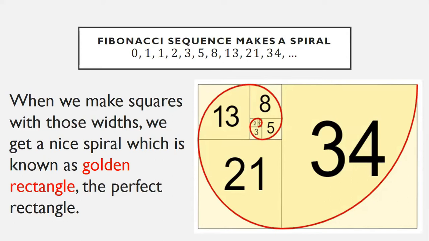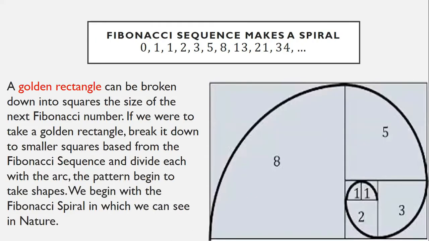Look at this image. We have a square at the center with the width of 1, and another square with the width of 1, and then we have a 2 by 2 square, a 3 by 3 square, a 5 by 5 square, an 8 by 8 square, a 13 by 13 square. Then we can make a spiral out of it. A golden rectangle can be broken down into squares the size of the next Fibonacci numbers.